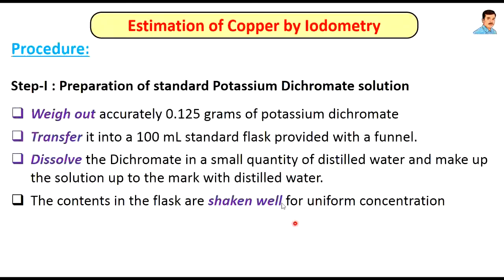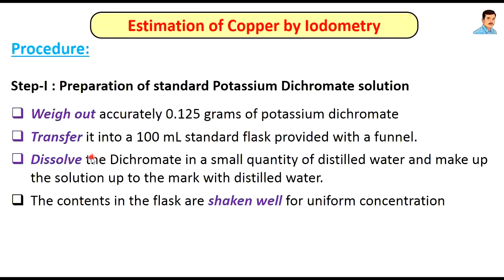Procedure includes 3 steps. Step 1 is the preparation of standard potassium dichromate solution. In this step, we will be weighing a known weight of potassium dichromate. In this case, we are taking 0.125 grams of potassium dichromate. It is then transferred into a 100 ml volumetric flask with the help of a funnel.